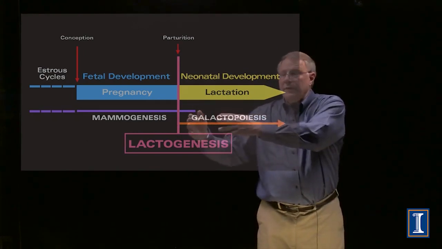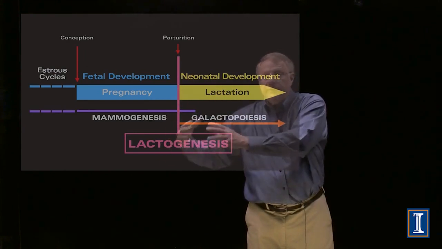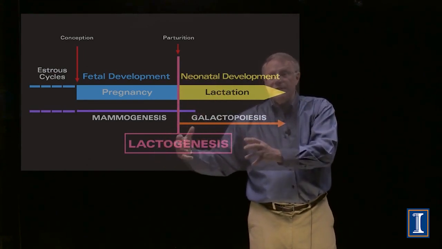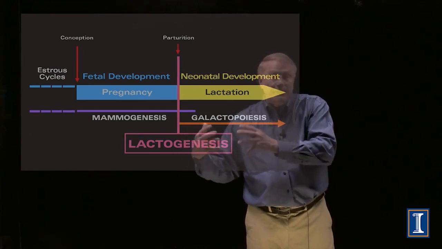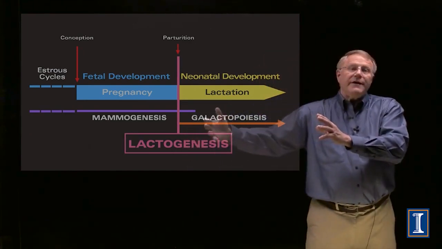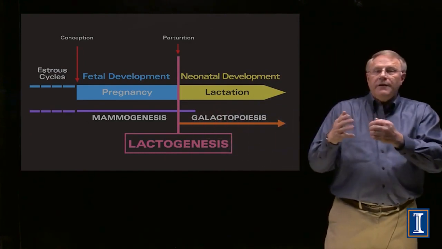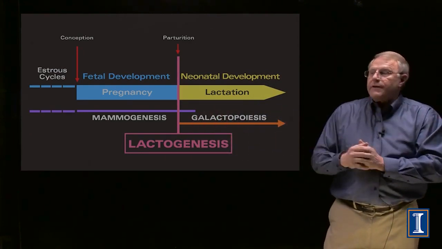And then, of course, once she goes through parturition, we have this lactogenesis. We have a functional change. The mammary gland starts to develop the machinery to be able to make milk. And then, of course, galactopoiesis is the maintenance of lactation once we get into the lactation process.